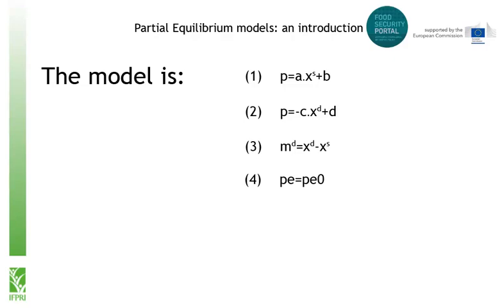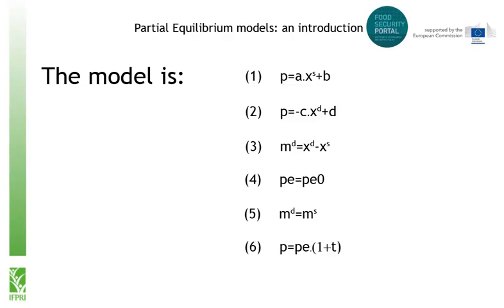So we will call it, in fact, an exogenous variable. It means that it cannot vary within the model. It is the modeler that decides, exogenously to the model, to change this value of PE0. The fifth equation is MD is equal to MS, so import demand is equal to import supply.